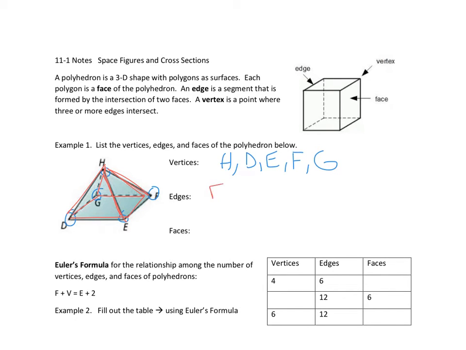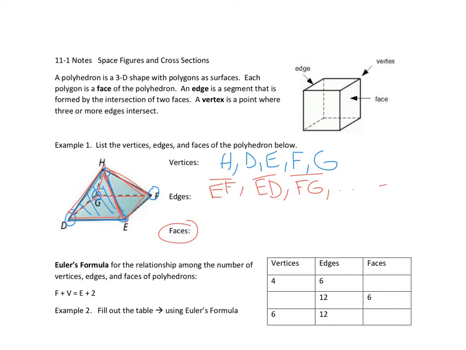So the edges are EF, ED, FG, etc. And then the faces are the polygons. So remember, you name polygons without putting parentheses in between.